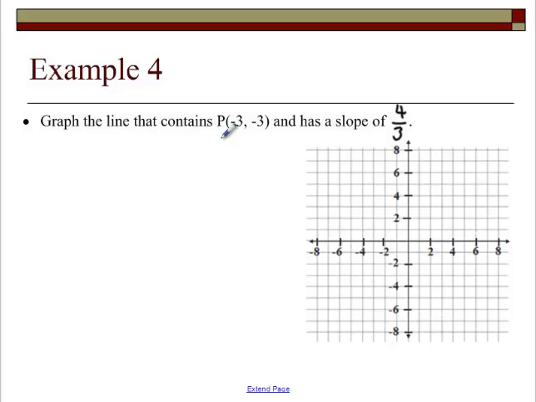Okay, so graph the line that contains negative 3, negative 3 and has a slope of 4/3. So find negative 3, negative 3. Call that point P. And it has a slope of 4/3, which means rise over run is 4/3. So I go up 1, 2, 3, 4, over 1, 2, 3. Again, up 1, 2, 3, 4, over 1, 2, 3. I always try to plot a couple points because then I know that I'm going to be a little bit more accurate.